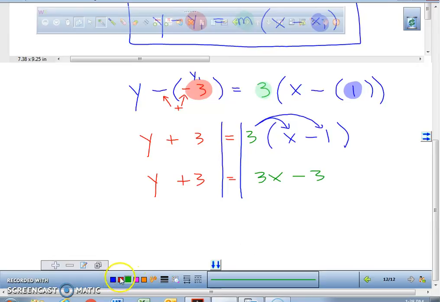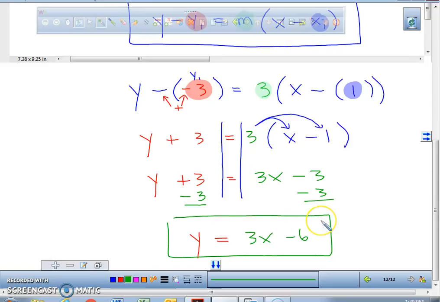Yes, absolutely. So how do I get rid of this guy? Just subtract the 3 and subtract the 3. And y equals the final answer of 3x minus 6. This right here is my answer in slope-intercept form. Now, point-slope form only works if you have a what? A point and a slope.